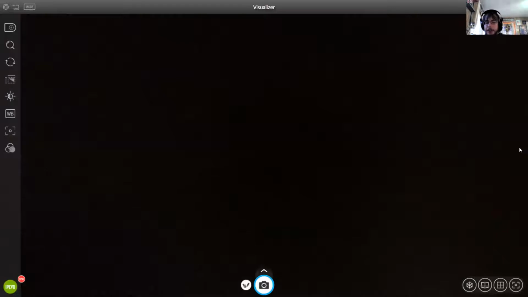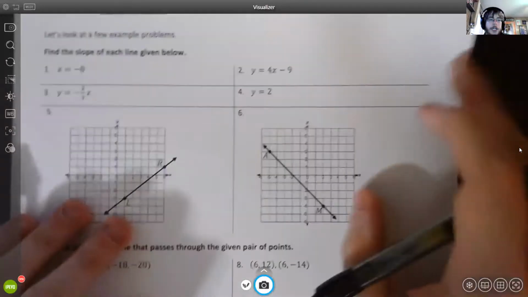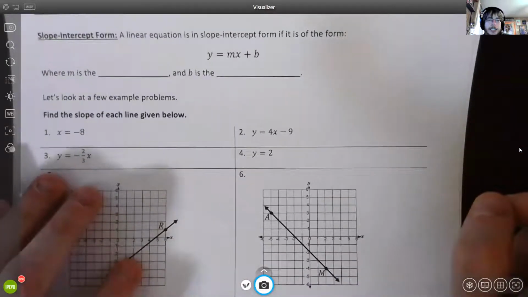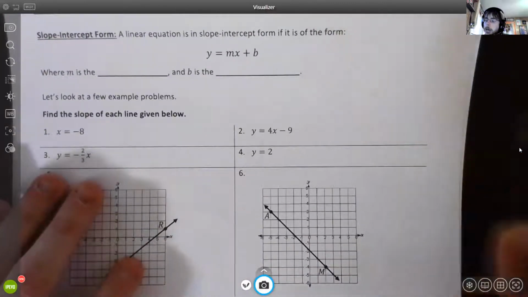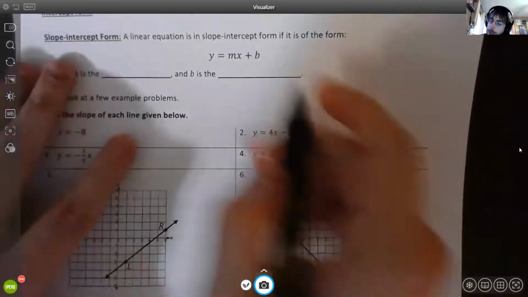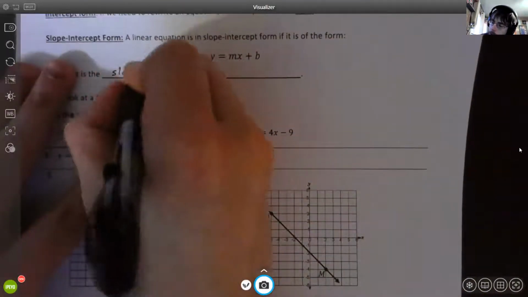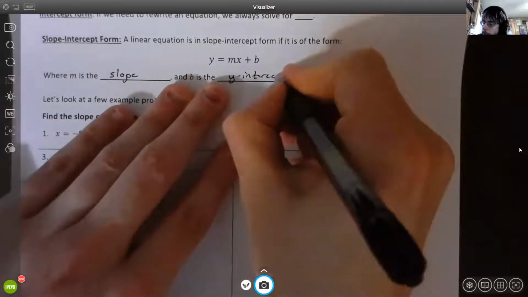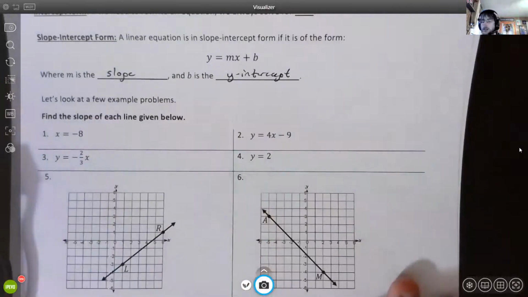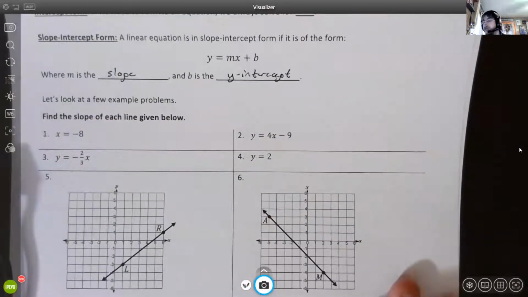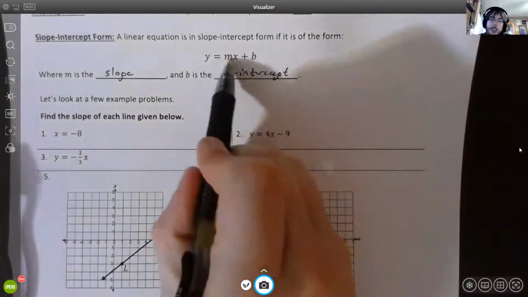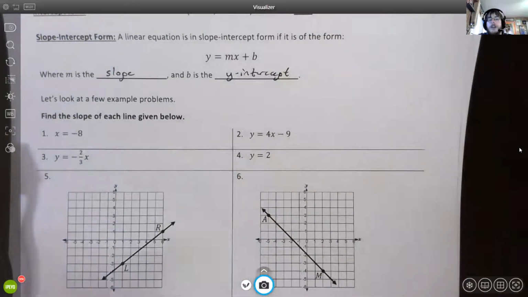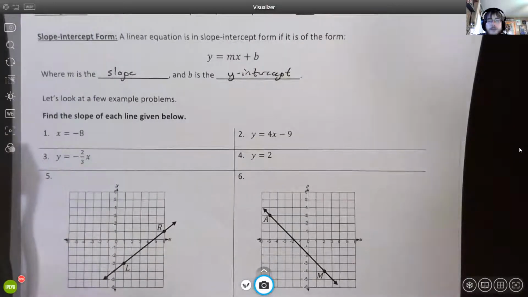And then the last thing here, we have slope-intercept form. Slope-intercept form is a linear equation of the form y equals mx plus b, where m is the slope and b is the y-intercept. So if it asks you for the slope of an equation and you get something that's y equals mx plus b, the number in front of x is your slope.